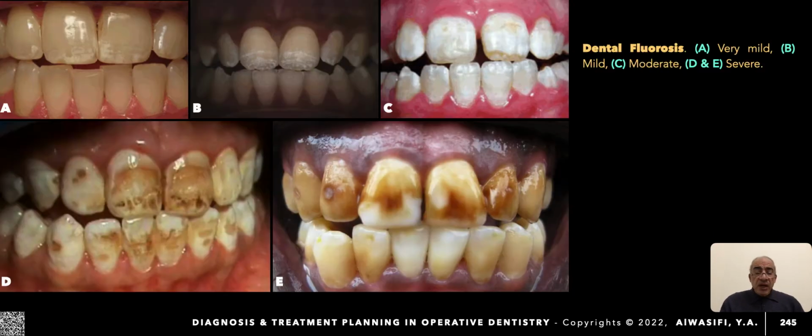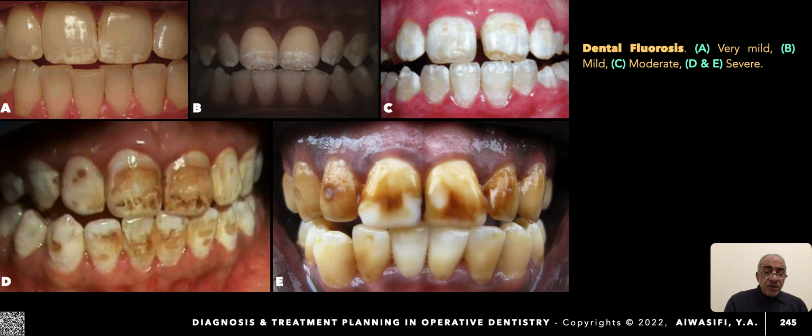The coming photographs are much more descriptive than Dean's classification. Also, it is based on Dean's classification. Photograph A shows very mild bands, as you could see, appearing at the centrals. Then it starts to be much more aggressive in photograph B. Then in photograph C, it's a moderate one, while D and E are described as mottled enamel, because it is a severe case with much more porosities that are already saturated by extrinsic stains.